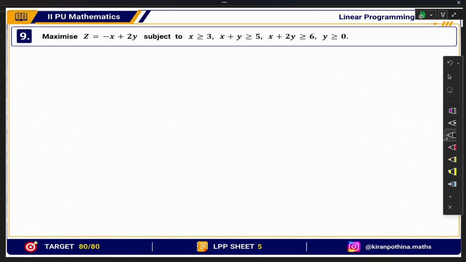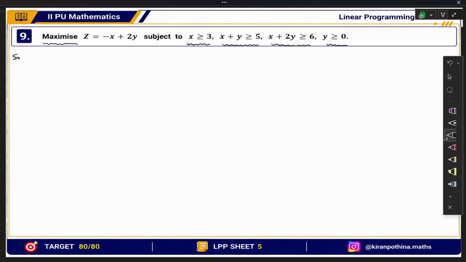Let's start the solution. Before that, observe what they are asking. They are asking to maximize, so we need to find the maximum value by using this objective function, subject to constraints x greater than or equal to 3, x plus y greater than or equal to 5, and x plus 2y greater than or equal to 6, and y greater than or equal to 0.